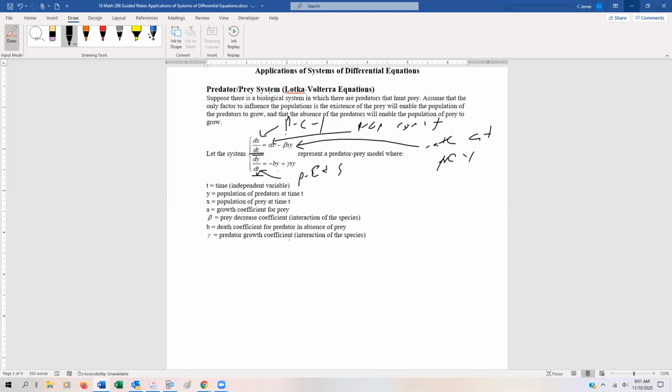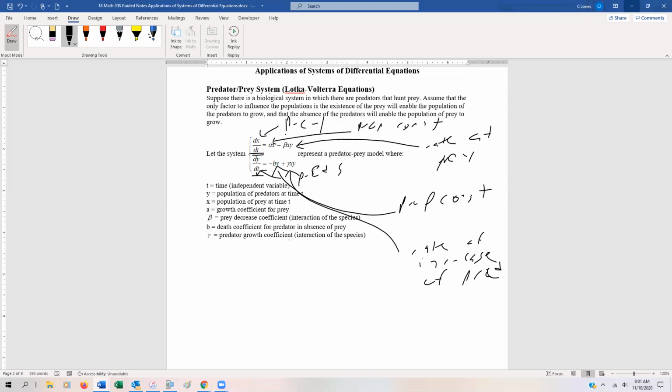Now, for the predators, b is the rate at which the predators are going to decrease in the absence of the prey. And this is a proportional constant. The term γxy is the exact same thing as above: the rate at which the predators are going to increase, the rate of increase of the predators.